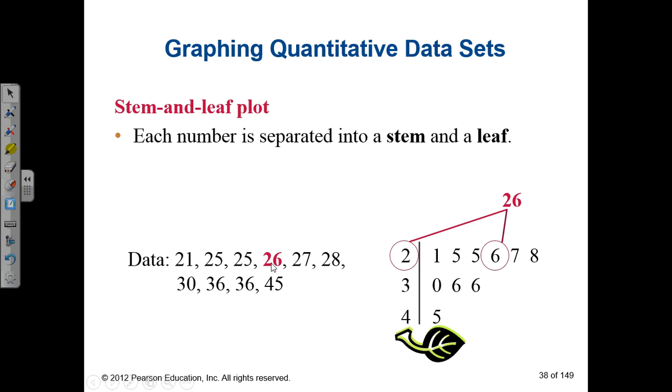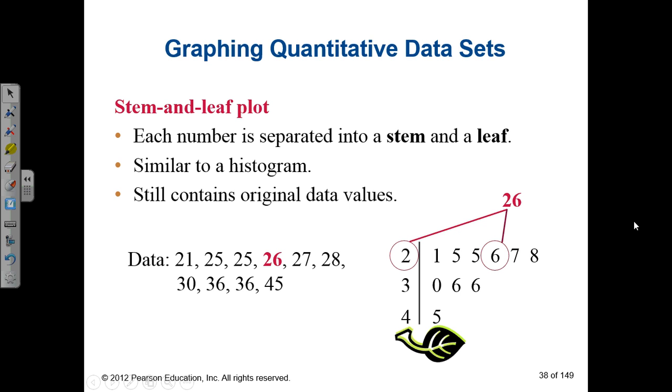Now, the way you read a stem and leaf is this: 26 is separated into a stem and a leaf. The leaf is the last digit, and the stem is everything else. So 26 becomes a 2, and then the 6. So this 1 stands for the number 21. This 8 stands for the number 28, 30, 36, another 36, there must have been two 36s in the data set, and so forth. Similar to a histogram, because once you draw it, you can see that the length of the row would correspond to a higher bar on a frequency histogram. And we still get to keep our original data values.